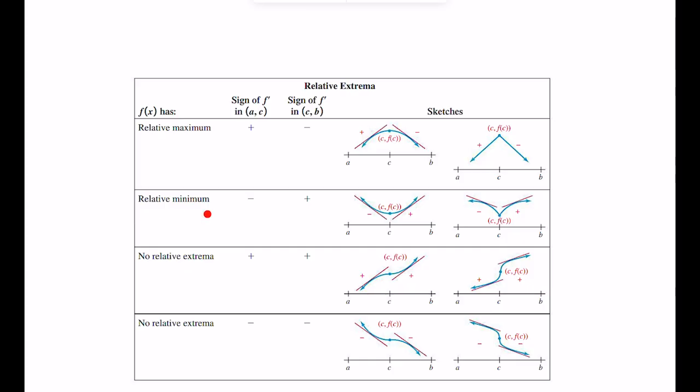You can see for a minimum, it's going to be the opposite. So from A to C, it's going to be negative for f prime, and then from C to B, it'll be positive for f prime. So it's going to go decreasing, increasing, and you can see the same thing here.